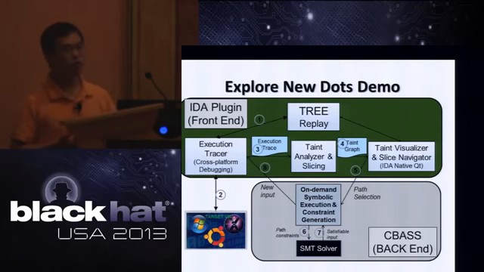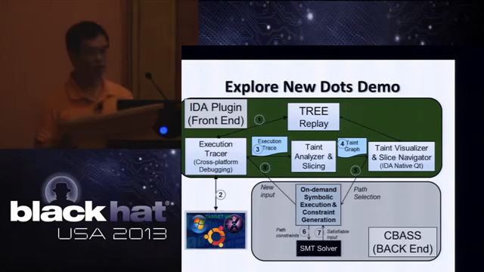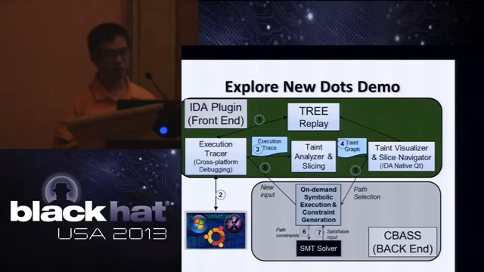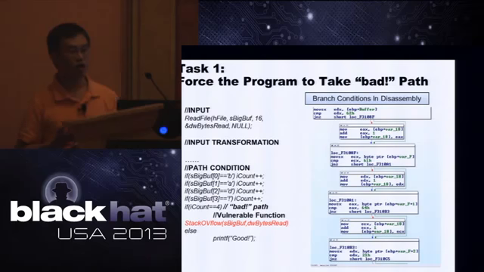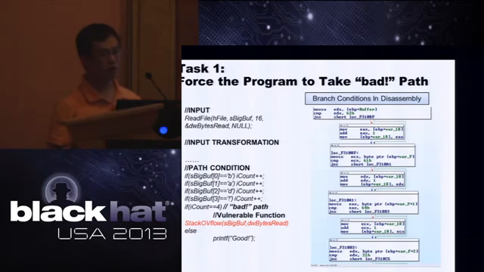Later, we're going to show a demo to see the steps needed for TREE and CBASS to get your branch conditions solved. But you can see there are quite a few steps involved. So before I dive into the demo, we can show a few things to help you get started. The goal here is to force the program to take the bad path. As you can see, there are 4 key branch conditions. They all need to be true.